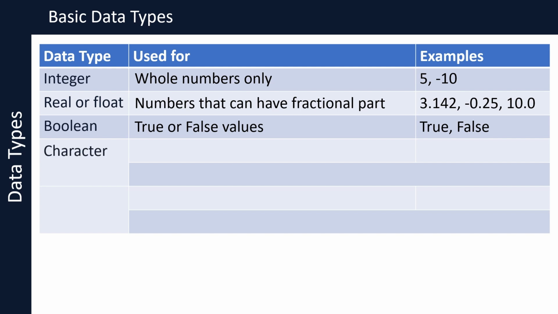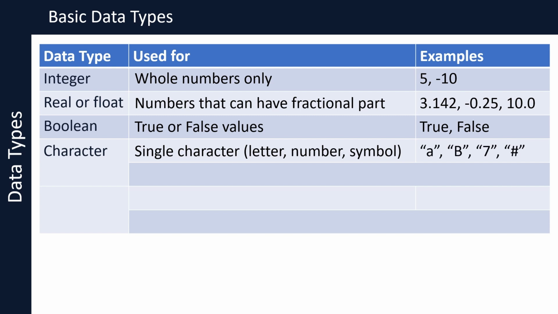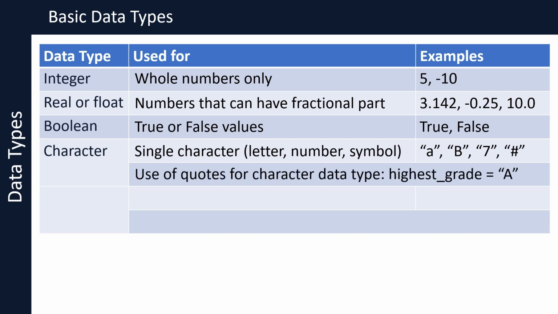The fourth data type is character. It is used for a single character. For example, characters such as lowercase a or uppercase B, or the number 7 stored as a character, or the symbol hash as a character. Note that uppercase and lowercase characters are considered different characters, and space is also a character.